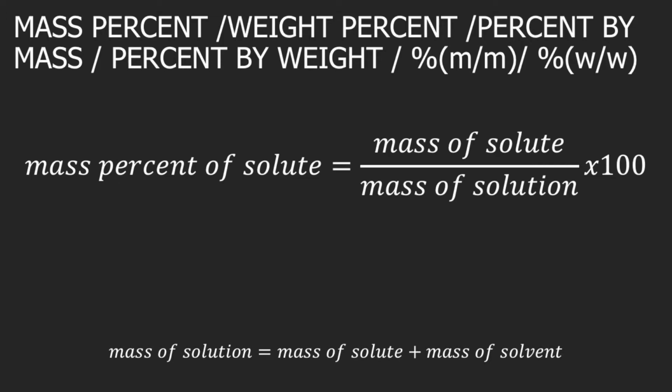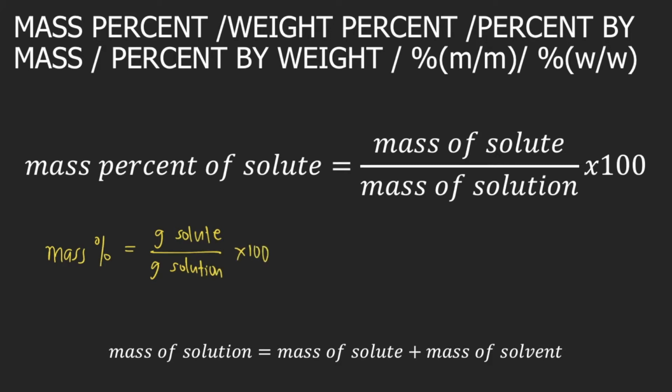Students usually ask, what unit of mass should we use in computing for mass percent? Should we use grams? Should we use milligrams? Or should we use kilograms? Well, it doesn't really matter. The important thing is you need to be consistent with the unit of mass. So for example, if you want to use grams, your mass percent would be grams of solute divided by grams of solution times 100.